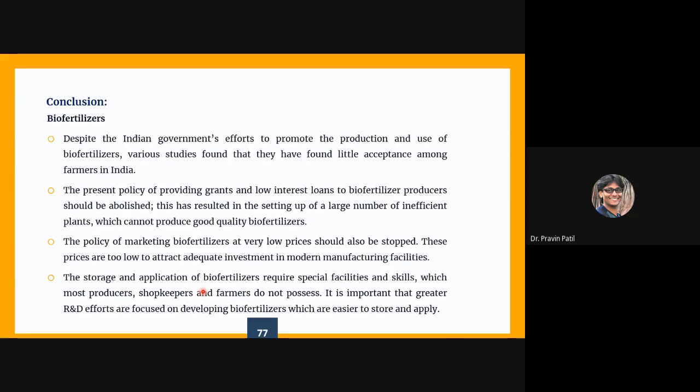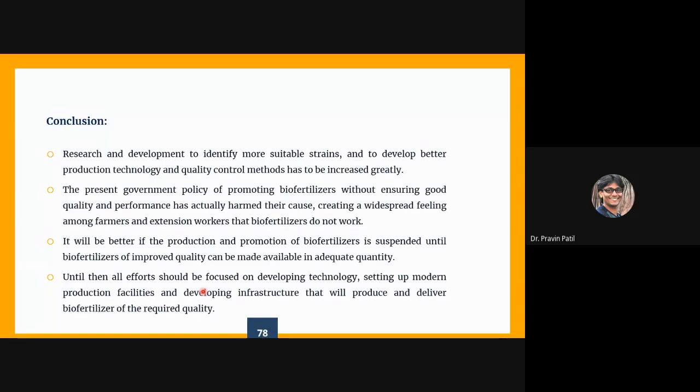Again, storage is another concern which should be addressed. Then, research and development to identify more sustainable strains. Academically, we can direct our research towards isolating, or genetically modifying, microorganism strains which are highly efficient and highly targeted to the particular purpose of biofertilizers or biopesticides. That can be done in the laboratory, and if successful, can be taken to the plant level and ultimately scaled up to the industrial level.